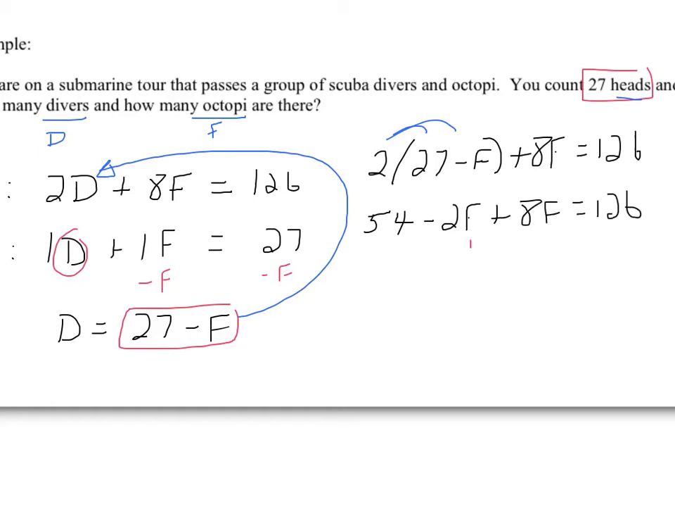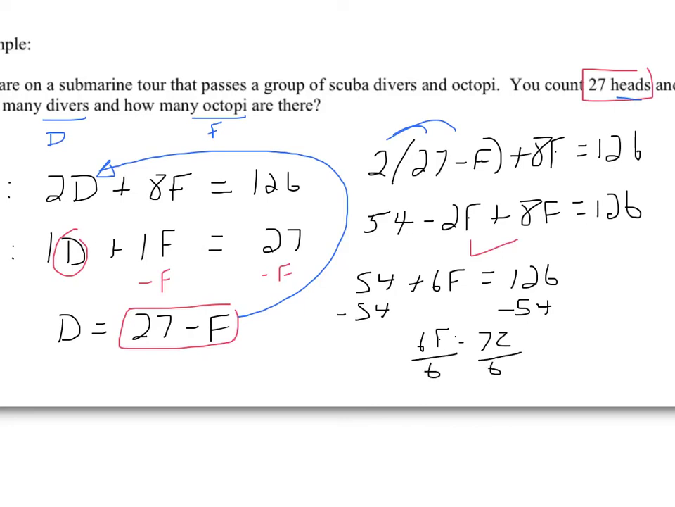We have like terms, which gives us a positive 6F when you combine them. We subtract 54. 6F equals 72. We divide by 6, and F is 12.